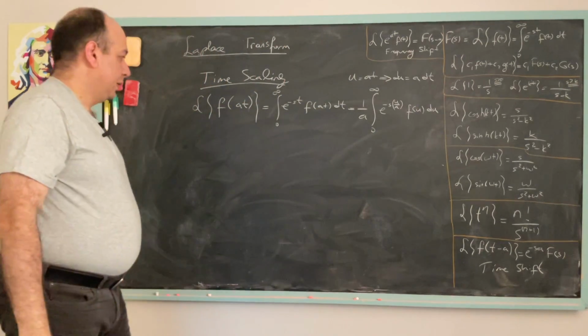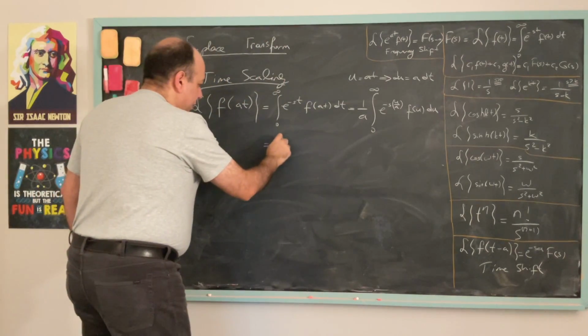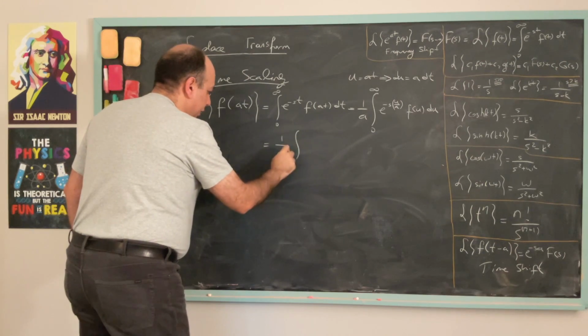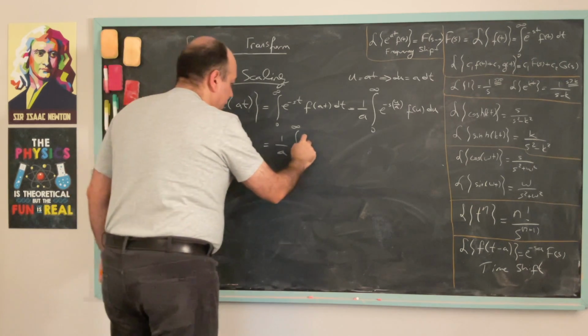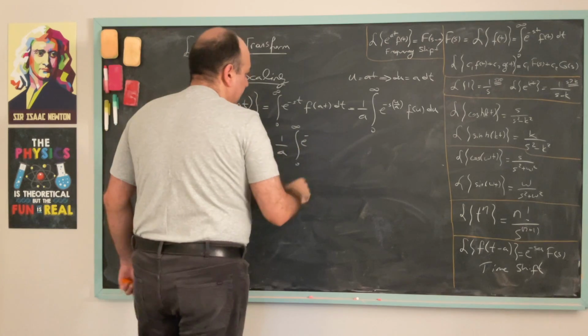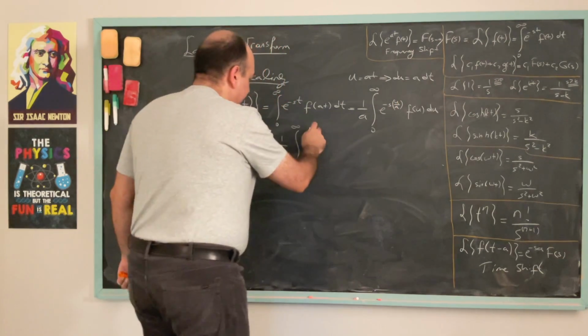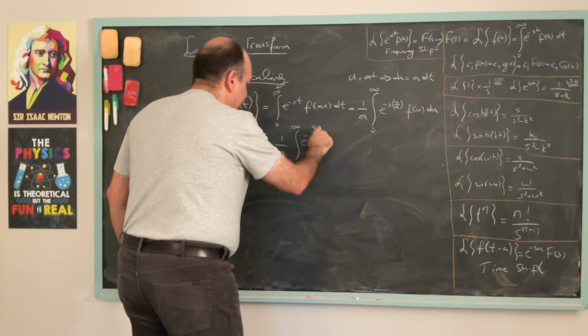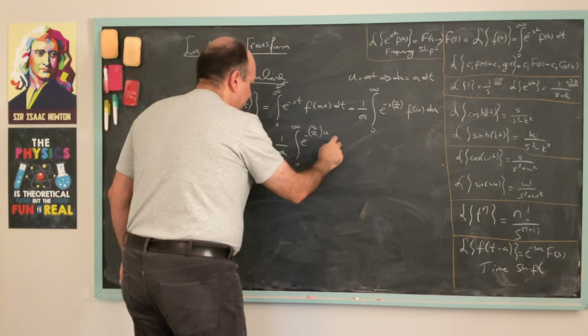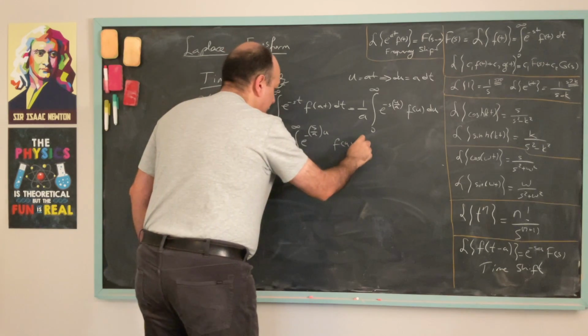Okay. So this becomes 1 over a times the integral from 0 to infinity of e to the minus, and instead of s times u over a, I'm going to write it as s over a times u. So now this is s over a u, okay, times f of u du.